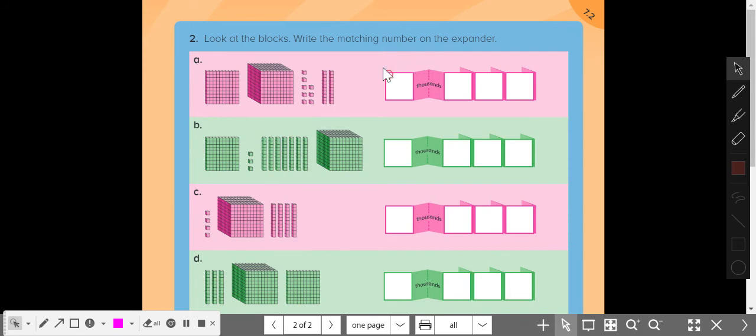If it helps to make notes for yourself above the expander or the place value chart, please do that. That will help you sometimes. It helps to keep you from getting confused about which blocks you're looking at. So that's A, B, C, D, and E.